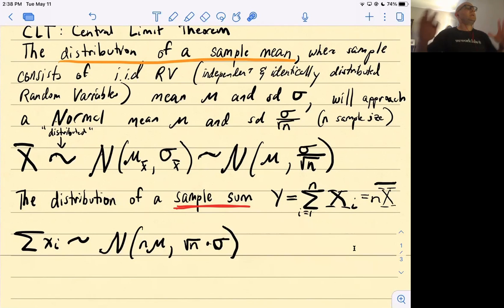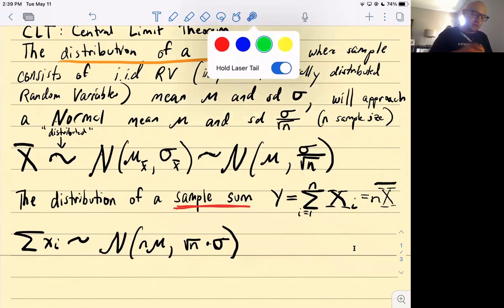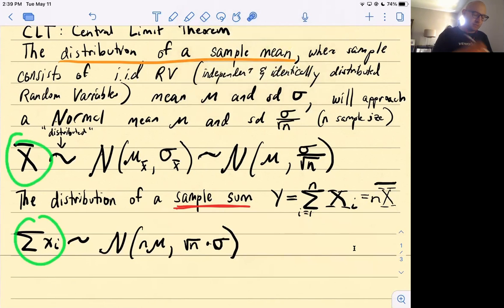So the idea is that the spread is getting larger, but relative to the overall range of possible outcomes from 0 all the way to 600, the actual interval where you expect most of these sums to fall is pretty narrow. So the sum and the sample mean are very much related. They're just related by a factor of n.